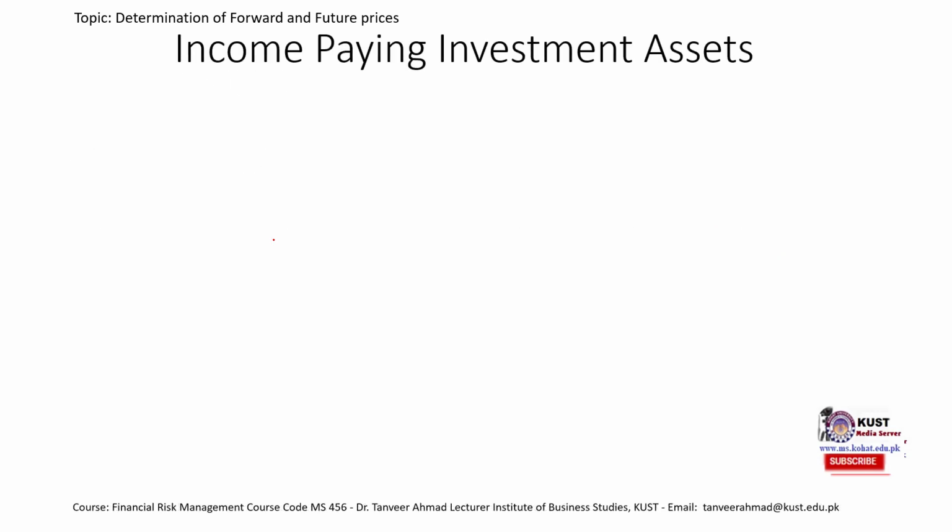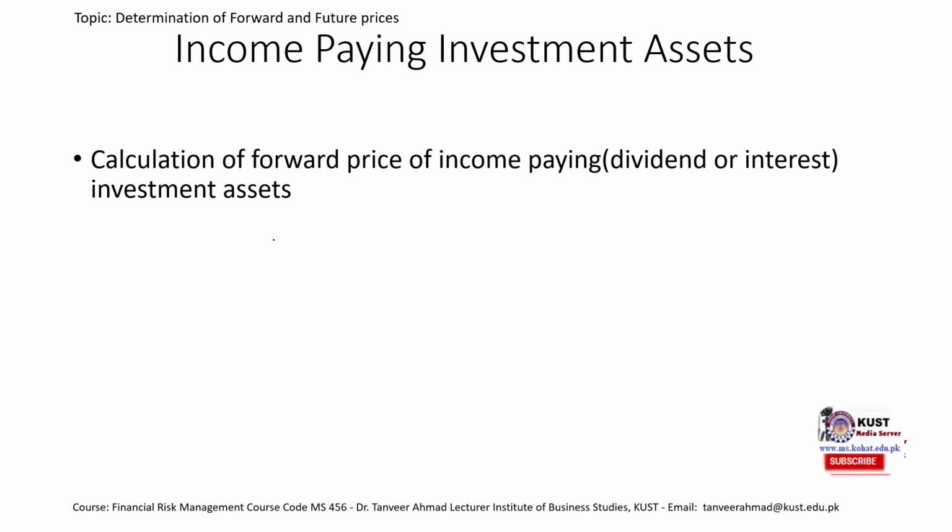So first, starting with the income paying investment asset, the calculation of forward price of an income paying investment asset. When we say income paying investment asset, then it can either be dividend or interest that we would receive. So we find the formula is F naught, which is the forward price. So naught means today, the present forward price. We want to determine the forward price. We have been determining it for the last two lectures.